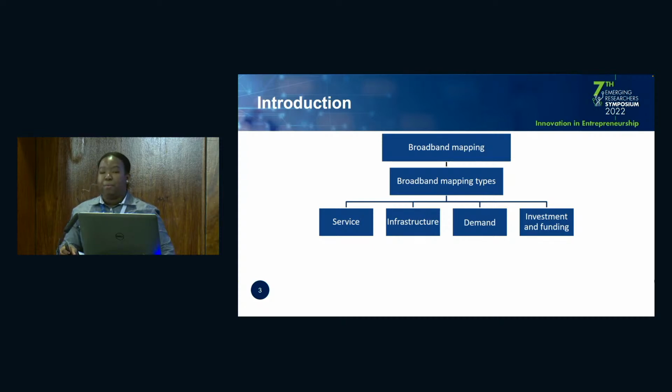So demand mapping shows you the demand of broadband in an area. It also shows you the expected speed and bandwidth, and also the user's willingness to pay. Investment and funding mapping focuses on funding for broadband projects. So for this research, we focused on infrastructure mapping. The technologies that we focused on were fiber, mobile broadband, Wi-Fi, and TV white space. ADSL, VDSL, and satellites were out of scope for our research.